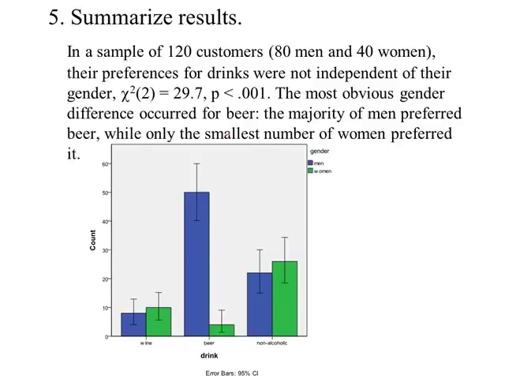And the most obvious gender difference, which we can see in our graph here, occurs for beer. So here the two intervals overlap, and here our two interval bars overlap. So we're not really seeing any significant difference in the wine or the non-alcoholic groups. However, here we see there's a huge difference between the women who chose beer and the men who chose beer. So the majority of men preferred beer, while only the smallest number of women preferred it.